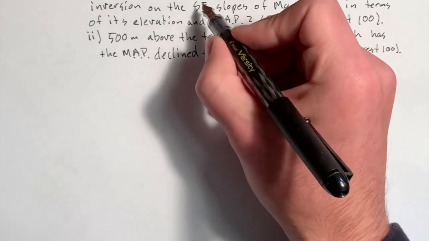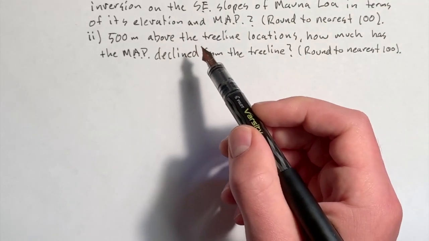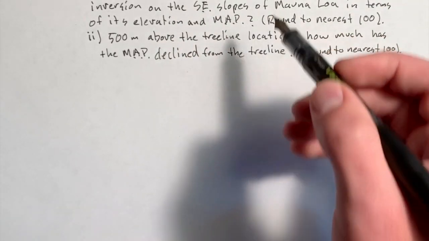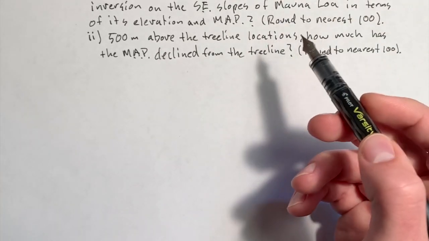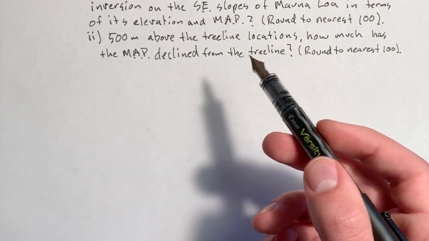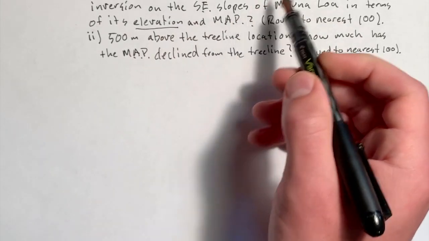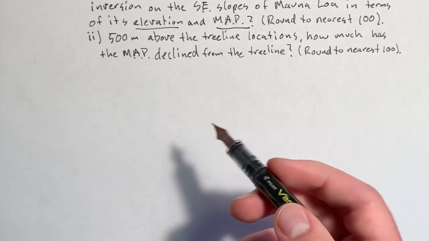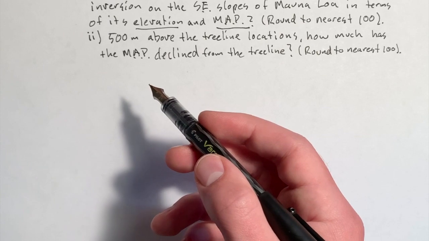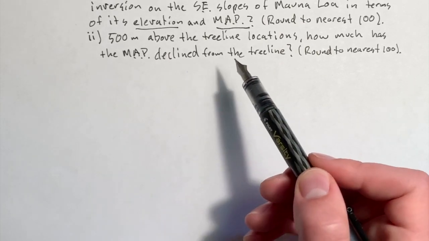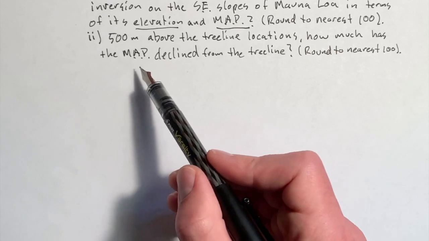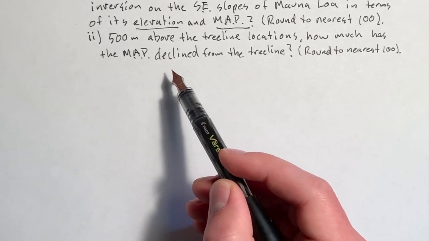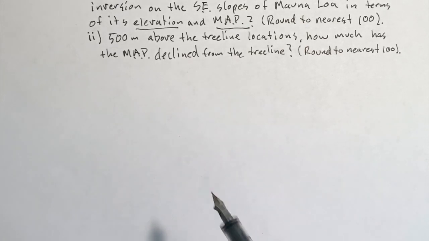First of all, we need to find our mean elevation and the range in elevation for the tree line, and we also need to find the mean and the range for the mean annual precipitation at these locations. And we also need to do that for the location 500 meters above that tree line location and determine how much the mean annual precipitation has declined from the tree line. So the easiest way to keep track of all of this information is using a chart.